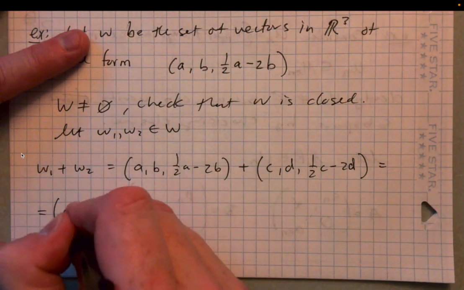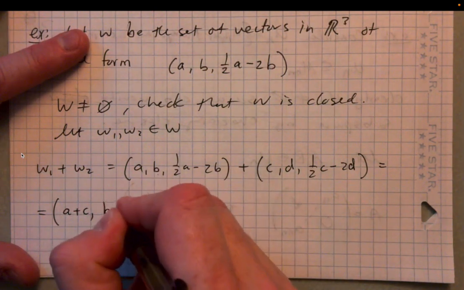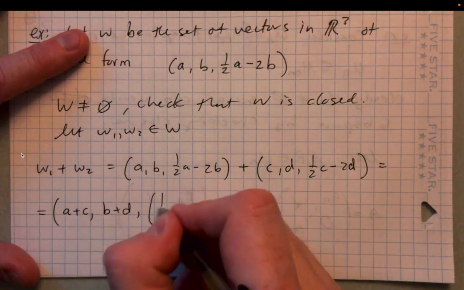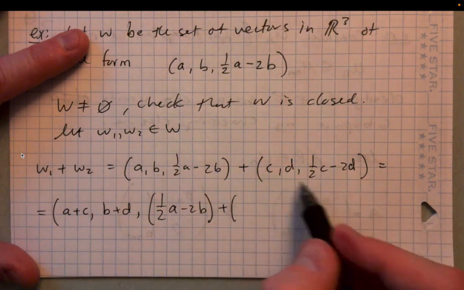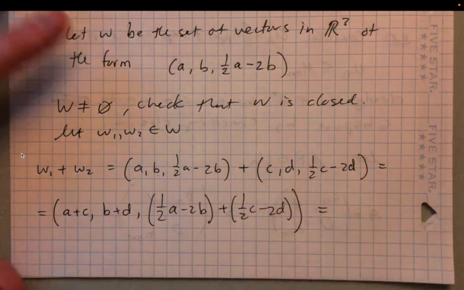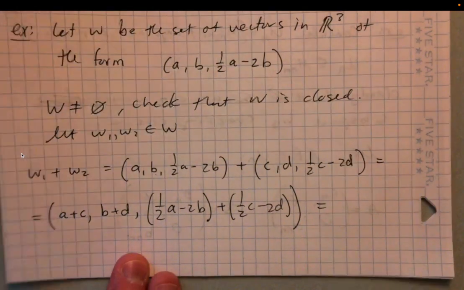A plus C is the first component. B plus D is the second component. And then the third component would be 1/2 A minus 2B plus 1/2 C minus 2D. Okay, so we've got that. Now this third component's where the question comes up, like how can we simplify this somewhat? And the answer is yes, of course, we can simplify it.